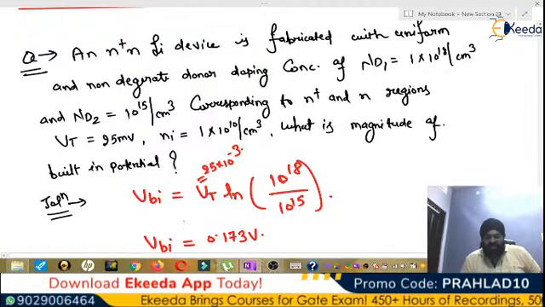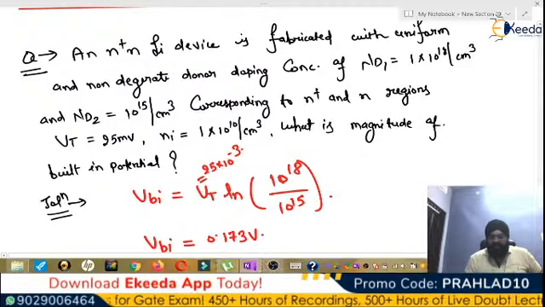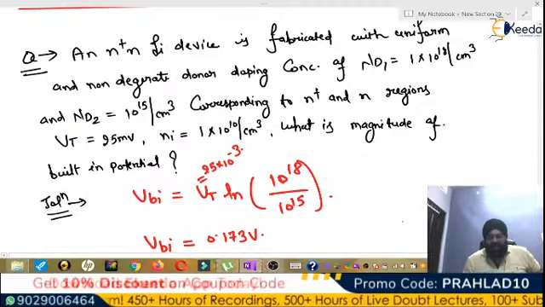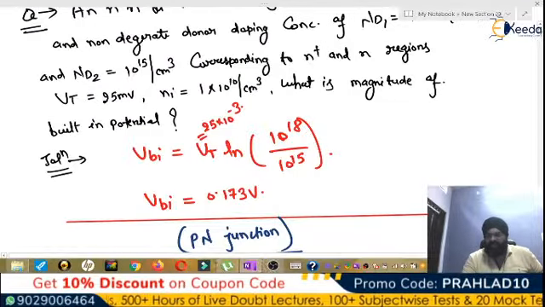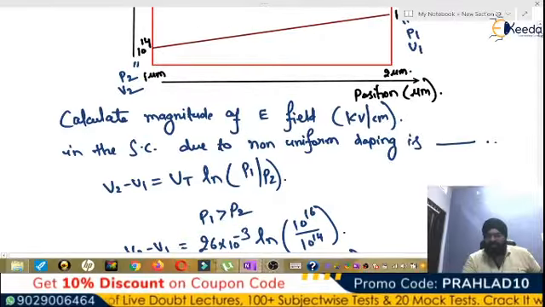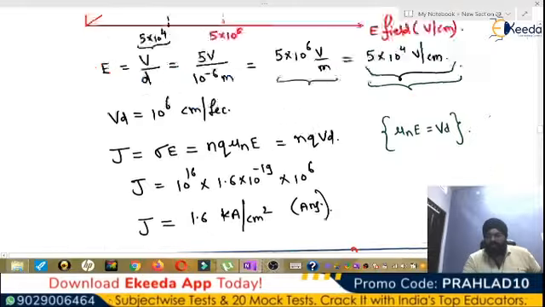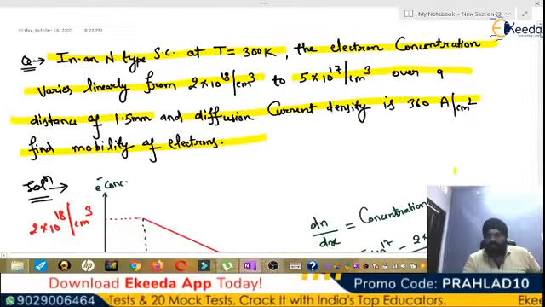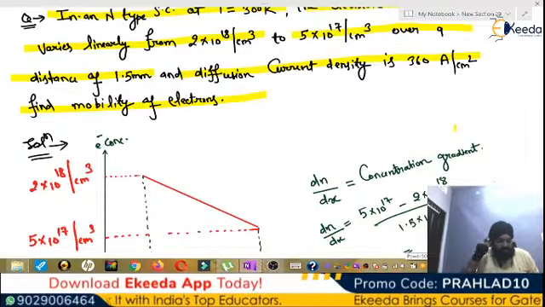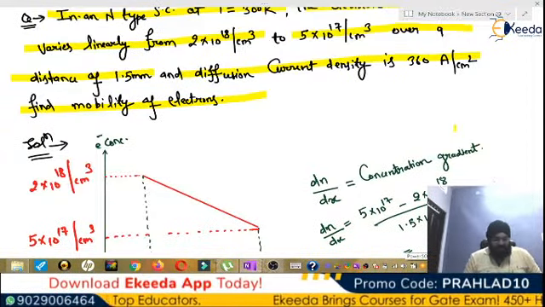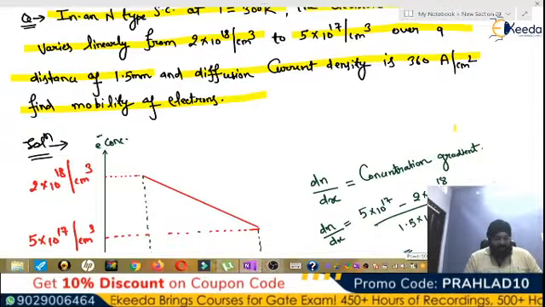So built-in potential VBI is Vt ln 10 to the power 18 by 10 to the power 15. So this built-in potential is 0.173 volt. Okay, so built-in potential is generated due to non-uniform doping, right?